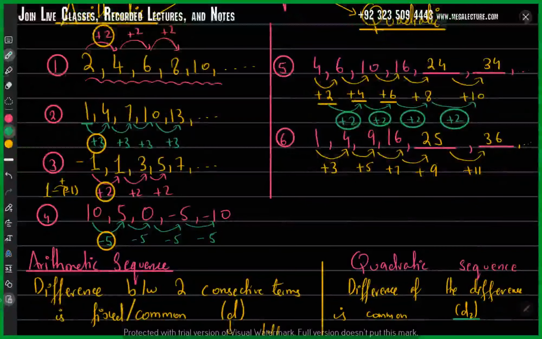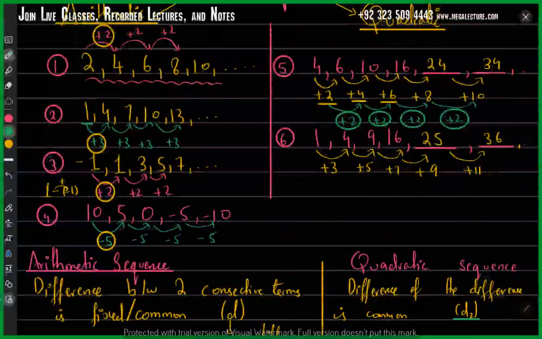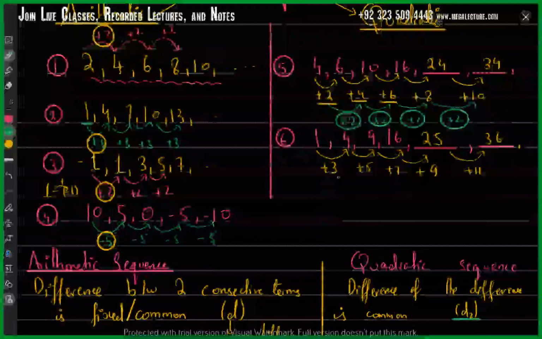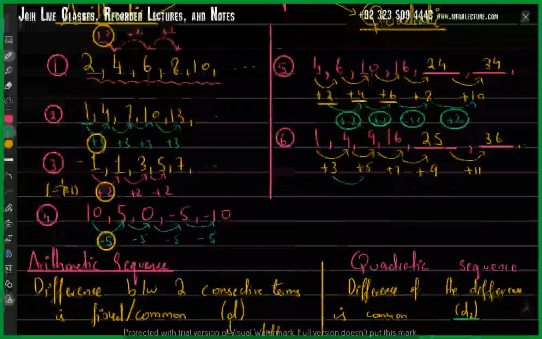Okay, let's talk about the sixth sequence. Now I know it's a quadratic sequence, so first of all, I've taken the first difference, that is 3, 5, 7, 9, 11. That is not fixed. Since that difference is not fixed, that difference is not common, so this certainly means it is not an arithmetic sequence.